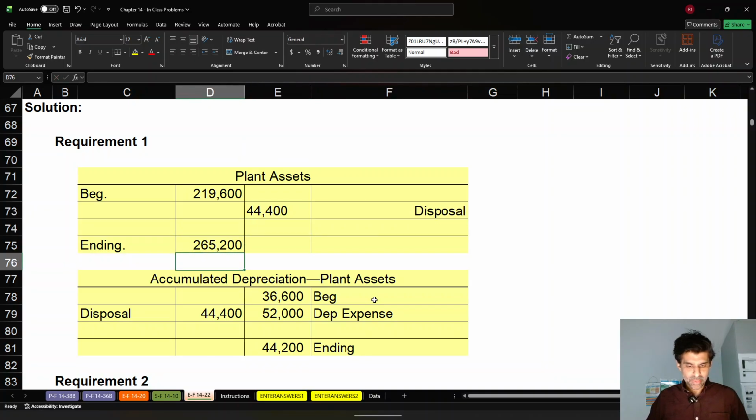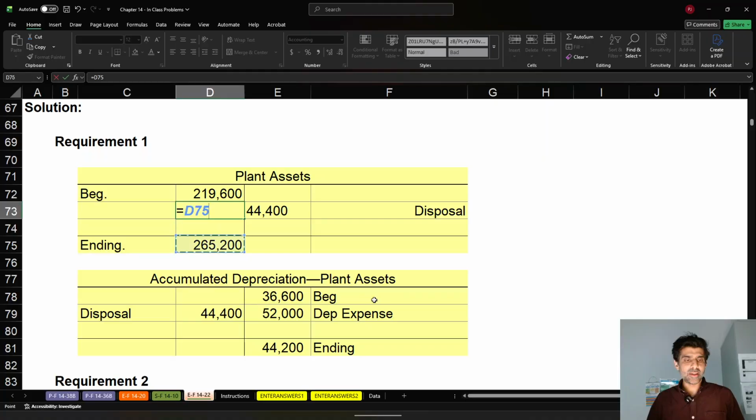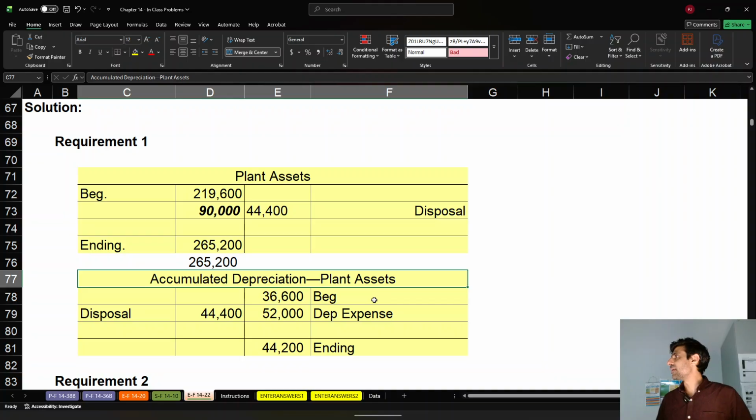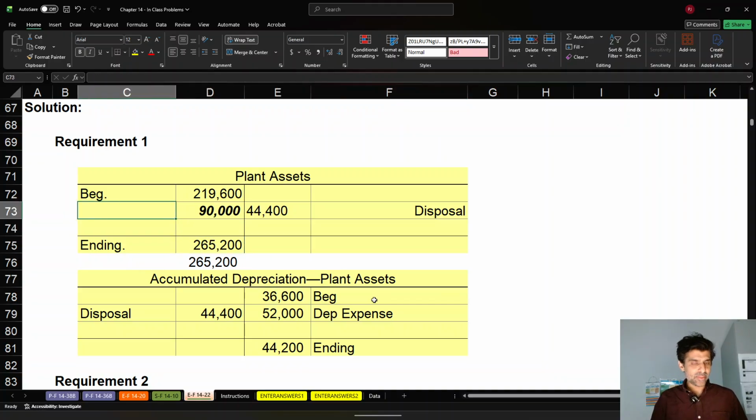Now, have we reconciled this plant asset? No, we haven't, because right now it's off. There's something missing on the debit side. We can figure out exactly what that is by taking the ending balance minus the beginning balance plus this credit 90,000. Now let's make sure it works. This plus this minus this. Yes, it works. And what does this represent? These are our acquisitions.